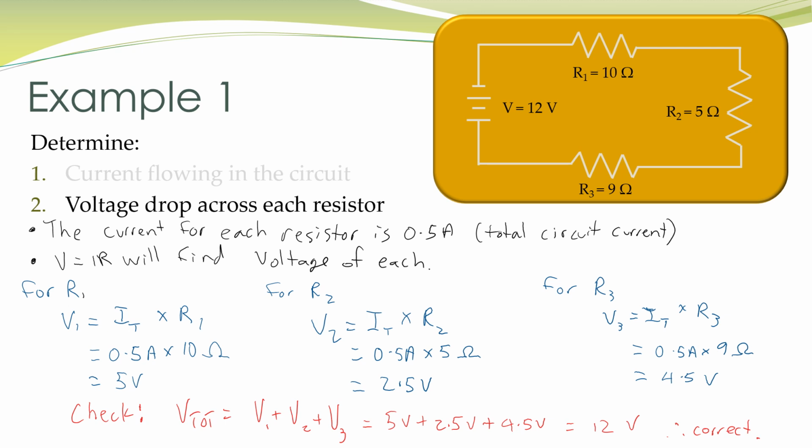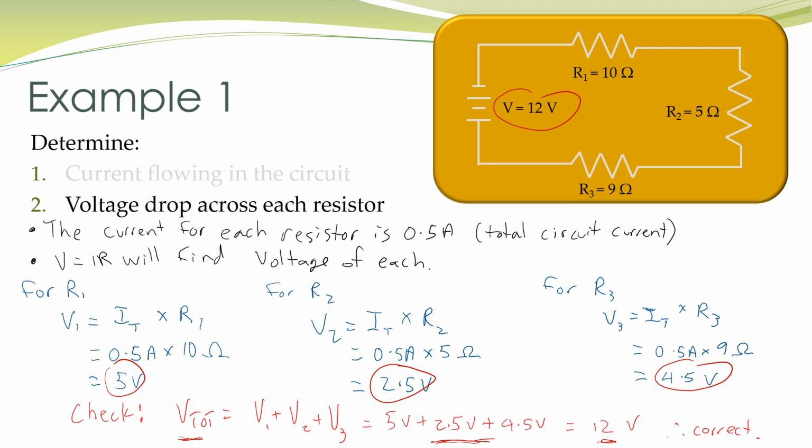Now, we should check that we're right. So that last little bit of red writing down the bottom there, we check that the total voltage is all of those individual ones added together. So I have the 5 volts, 2.5, 4.5 listed in the middle here, and those three add up to 12 volts, which is what I originally started with in my battery, therefore it works.